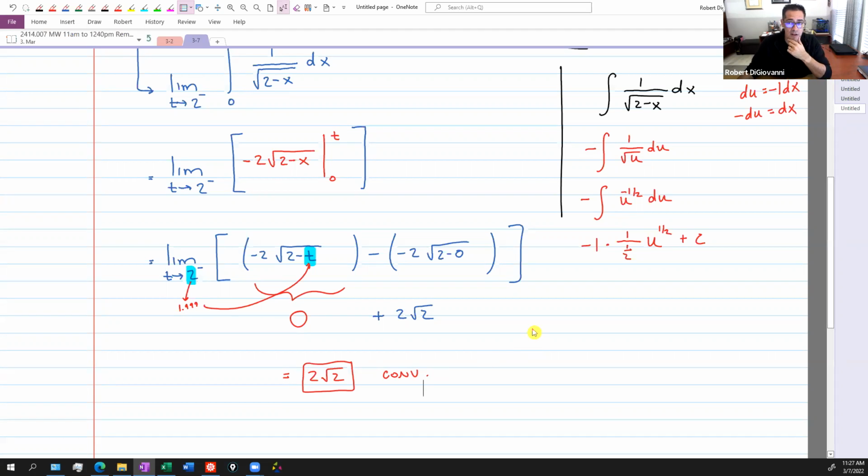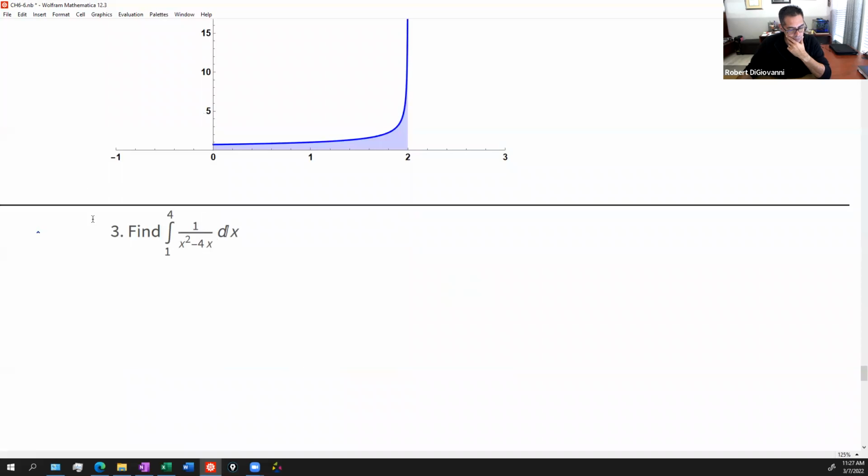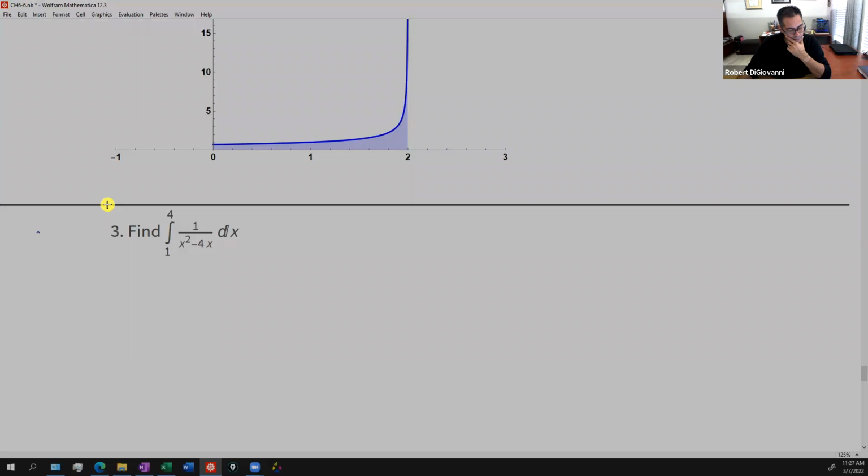I think we should take a look at the graph. I have it in the notes. So this is the graph of the function. We went from 0 to 2. What we're saying is that this area here is finite. It's actually converging to 2 root 2. That's what that area is converging to. Okay.